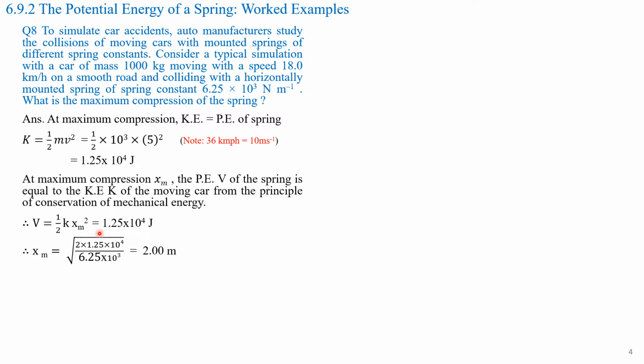Therefore, from this we can calculate Xm is equal to square root of 2 into 1.25 into 10 to the power of 4, divided by k. k is given as 6.25 into 10 to the power of 3. That is equal to 2 meters.